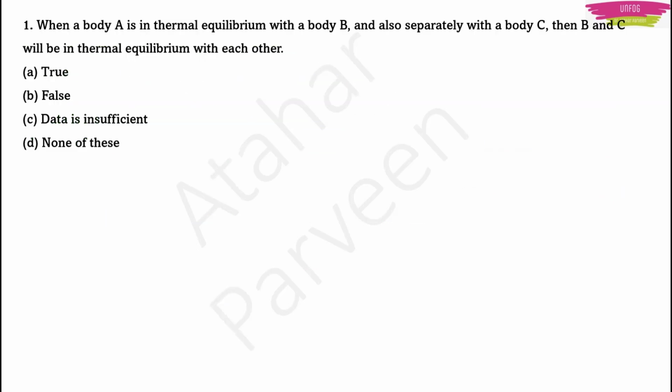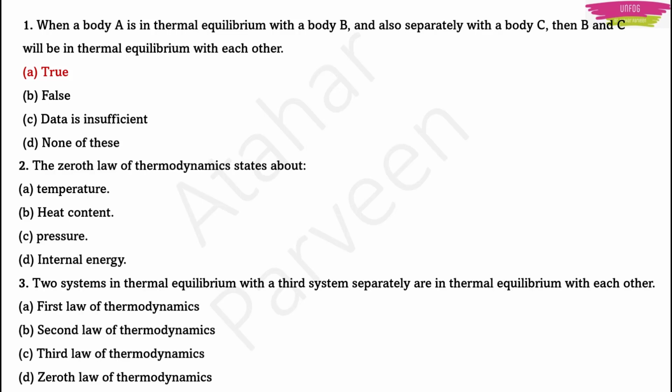First question is, when a body A is in thermal equilibrium with a body B and also separately with a body C, then B and C will be in thermal equilibrium with each other. Options are true, false, data is insufficient, none of this. It is true. This is 0th law of thermodynamics. Next question. The 0th law of thermodynamics states about temperature, isn't it? It talks about thermal equilibrium, right? Thermal equilibrium means same temperature.